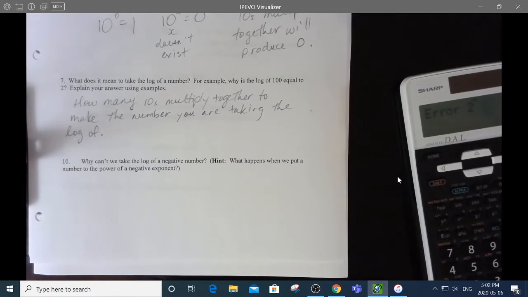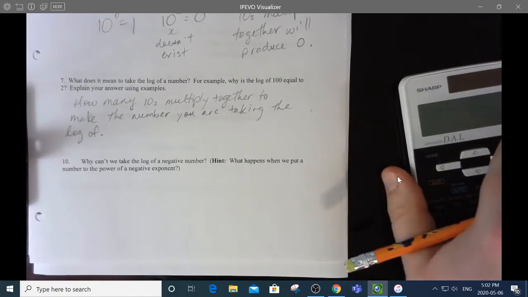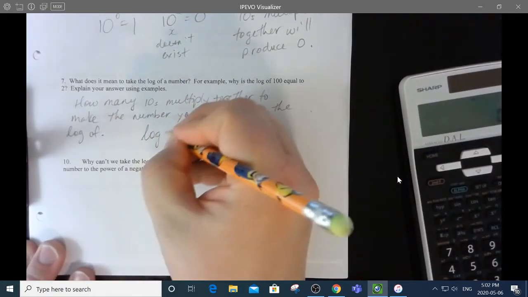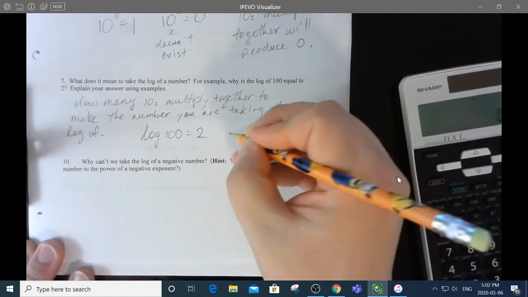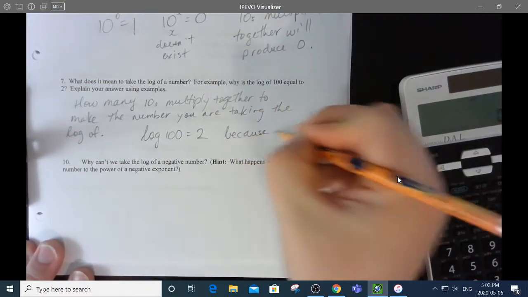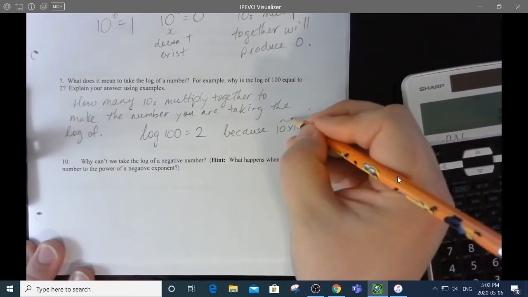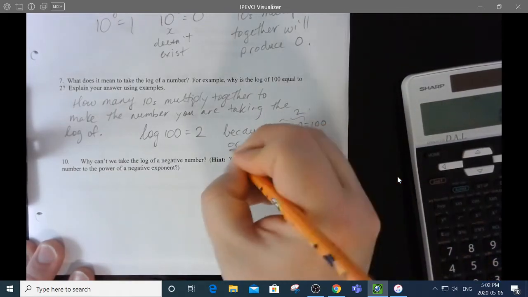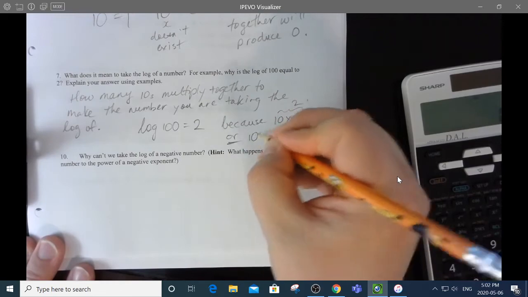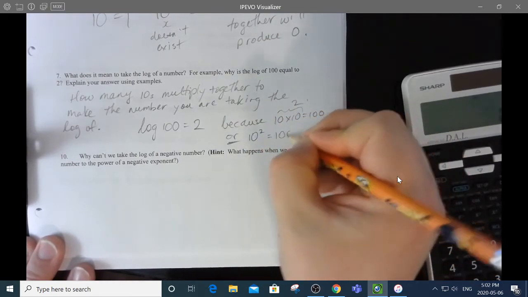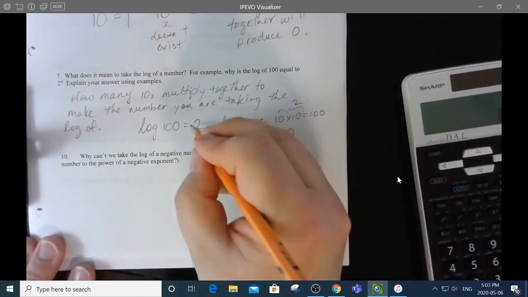It means you're asking your calculator, hey calculator, how many times do I have to multiply 10 by itself to make this number? So that's why the log of 100 is 2, because 10 times 10 is equal to 100, right? 2 of them. Or, better explained, because 10 to the power of 2 is 100. That 2 is why the answer here is 2.